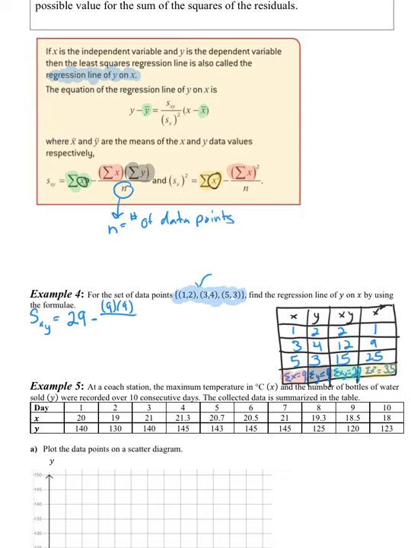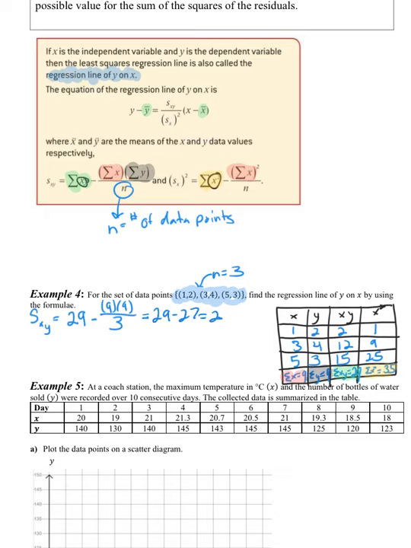In this case, n equals 3. Okay, so this is how we'd find this weird s of xy thing. We would get 81 divided by 3. All right, and that's 27, and we get 29 minus 27, and that's 2. That's how we get this value.